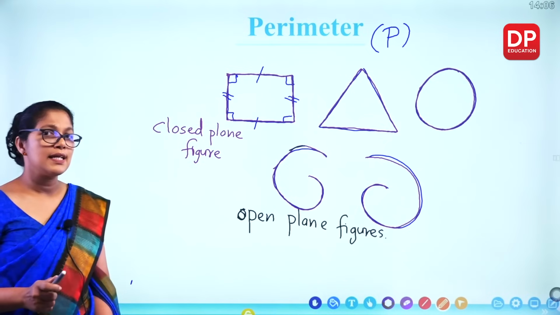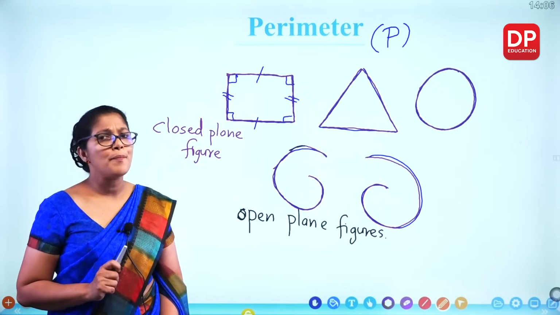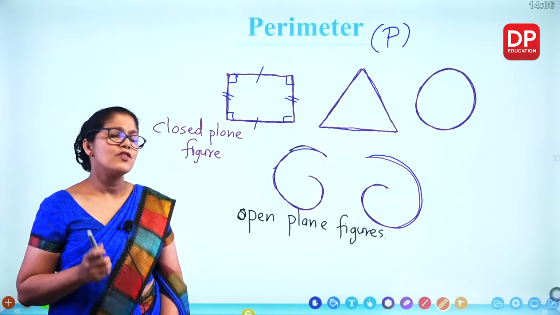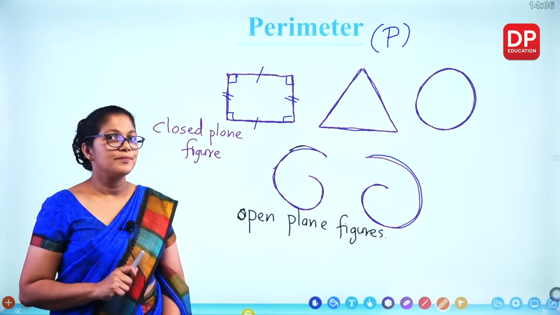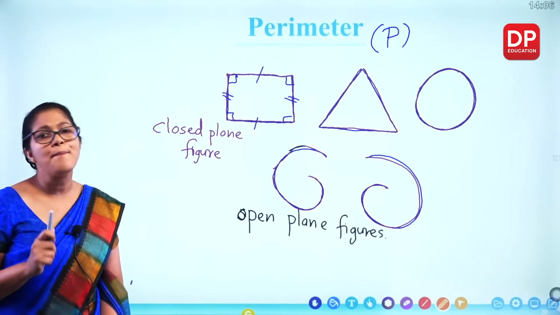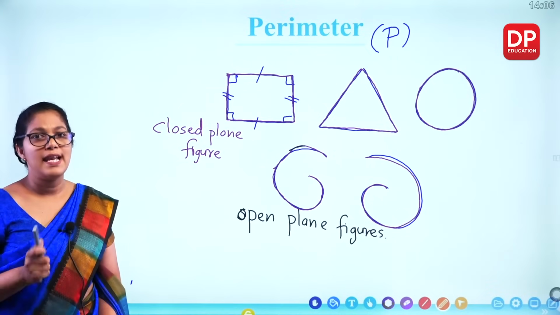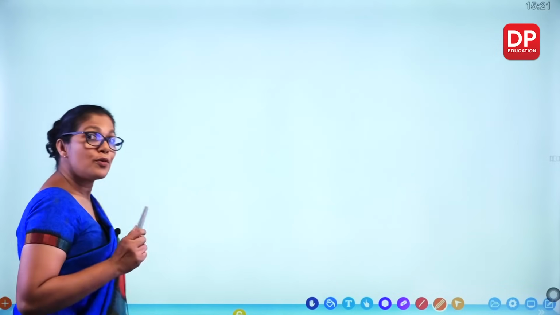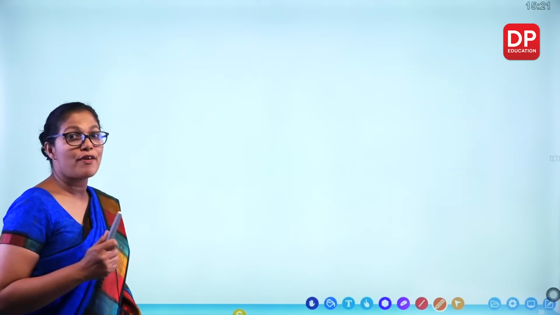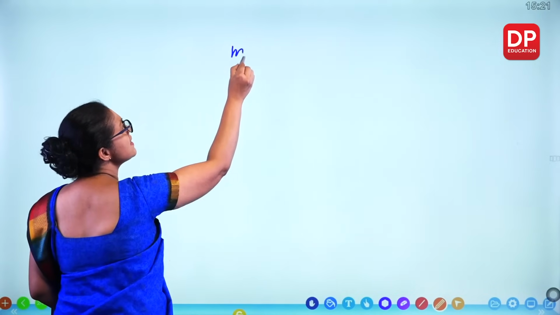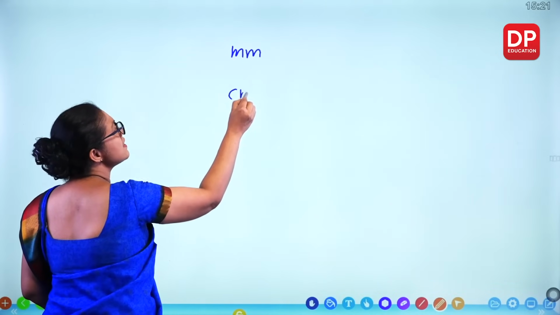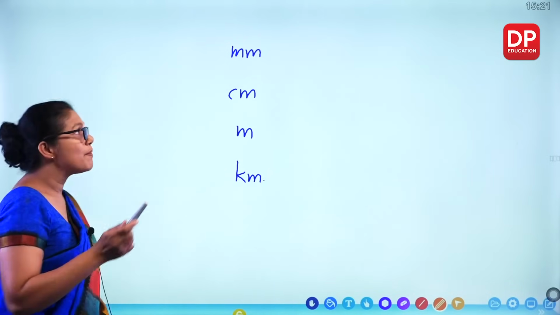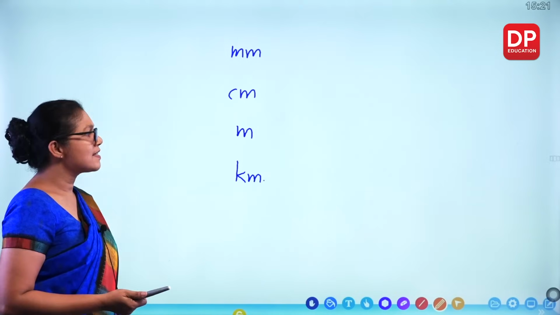Now we'll look at what are the units we can use for perimeter. Perimeter is basically a distance or a length. So what are the units for length? You have to use the same units we are using for length for the perimeter. So what are the units that you know? Units that we use for a distance or a length are millimeters, centimeters, meters and kilometers.